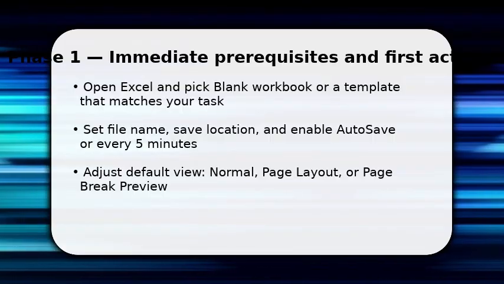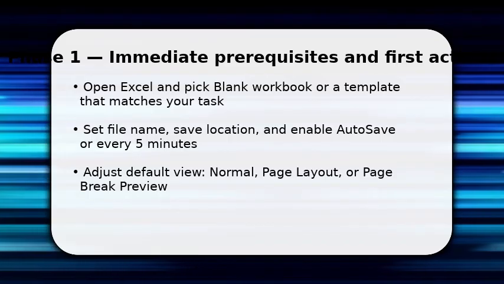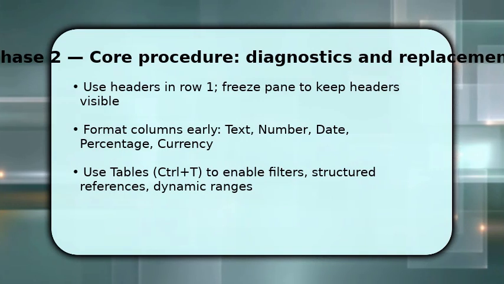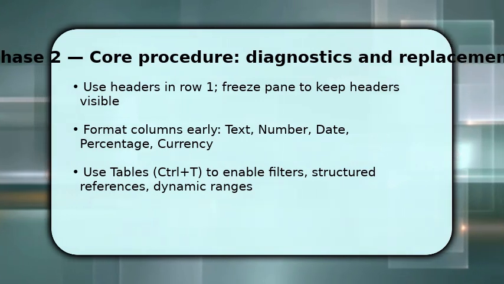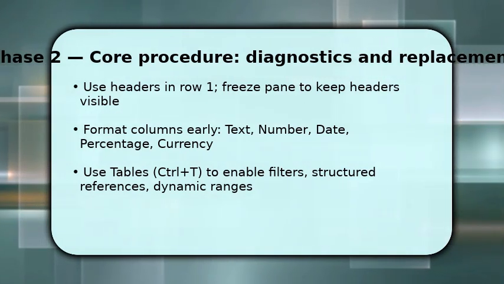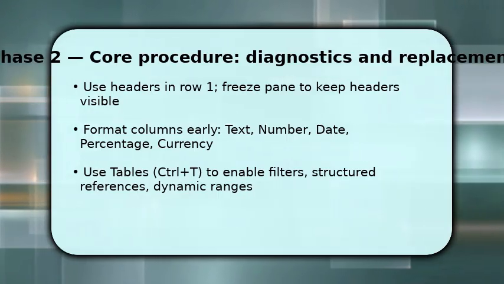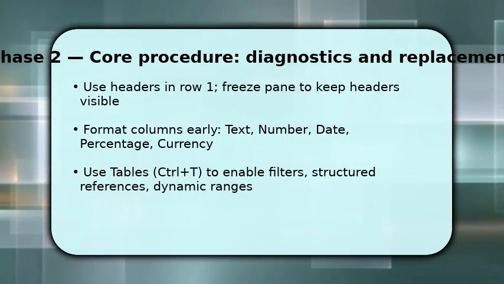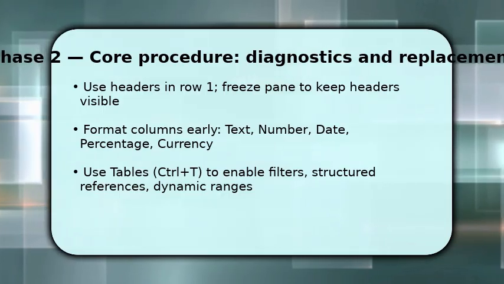Make sure to set the calculation mode to automatic for most tasks, or manual when working with huge models to keep Excel responsive. You now structure the sheet. Add clear headers in row 1 and freeze panes so labels stay visible as you scroll. Format each column for its data type, text, number, date, percentage, or currency, because correct formats prevent calculation errors.